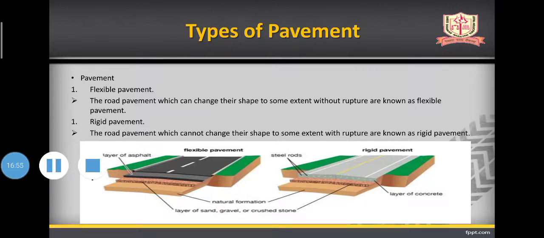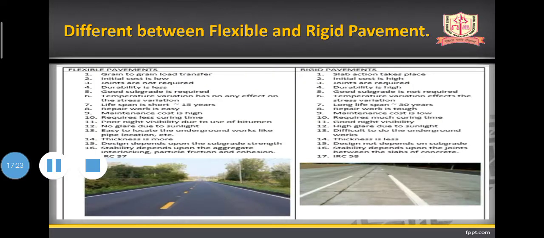For example, the flexible pavement is a bitumen pavement. Bitumen pavement can change its shape, but it can't break. And in a rigid pavement, the example is a cement concrete road. In a cement concrete road, we can see it break, but it can't change its shape. We can see the cracks and everything on the cement concrete road, but there will be no deformation. We can see the difference between them.